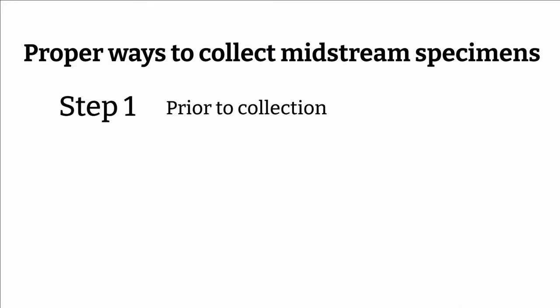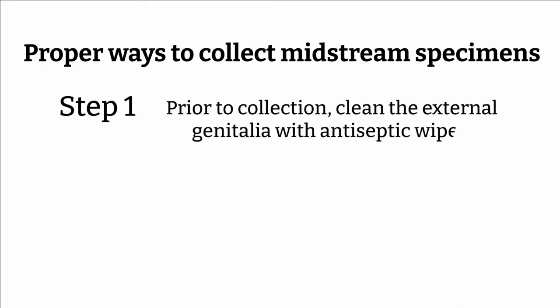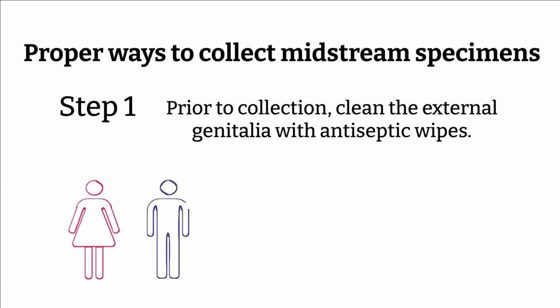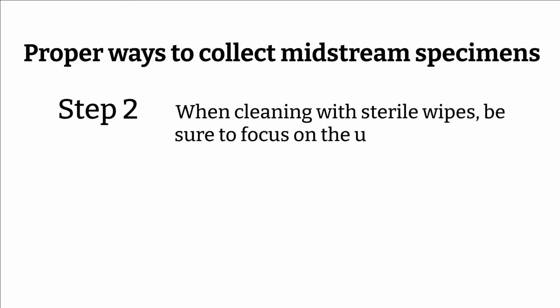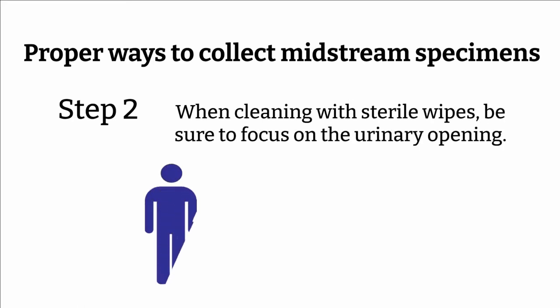First, prior to collection, the external genitalia has to be cleaned thoroughly with a mild antiseptic solution. Usually, patients will be given a packet containing a tissue soaked in mild antiseptic solution to clean the external genitalia with. Second, when cleaning with a sterile wipe, be sure to focus on the urinary opening. Men should wipe the tip of the penis. Women can clean their labia from front to back.